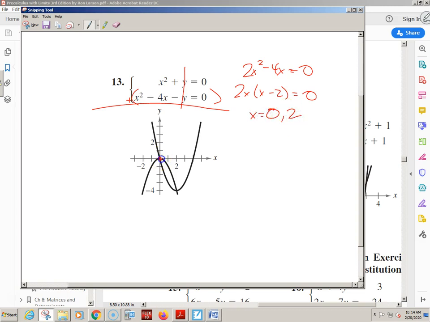Double checking with my graph, it seems to make sense. Then we just have to plug and check it back in. So y equals 0 when x is 0, and 4? Yep. Oh, negative 4. I have to solve that by subtracting the others. And they match up respectively.